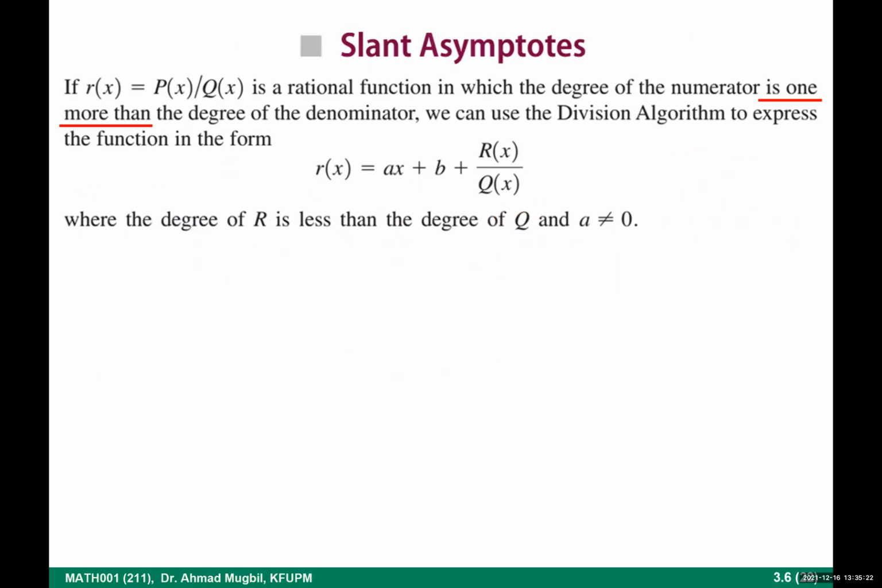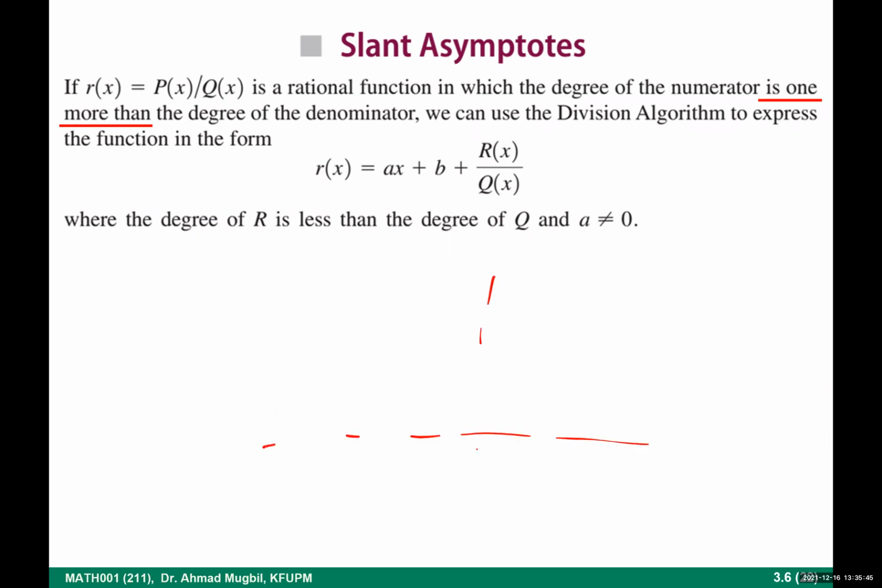The last part of this section, we have time. Good. The last part of this section is about slant asymptotes or oblique asymptotes. What they are, how to find them. Now, what are the types of asymptotes that we have studied so far? What are the types?